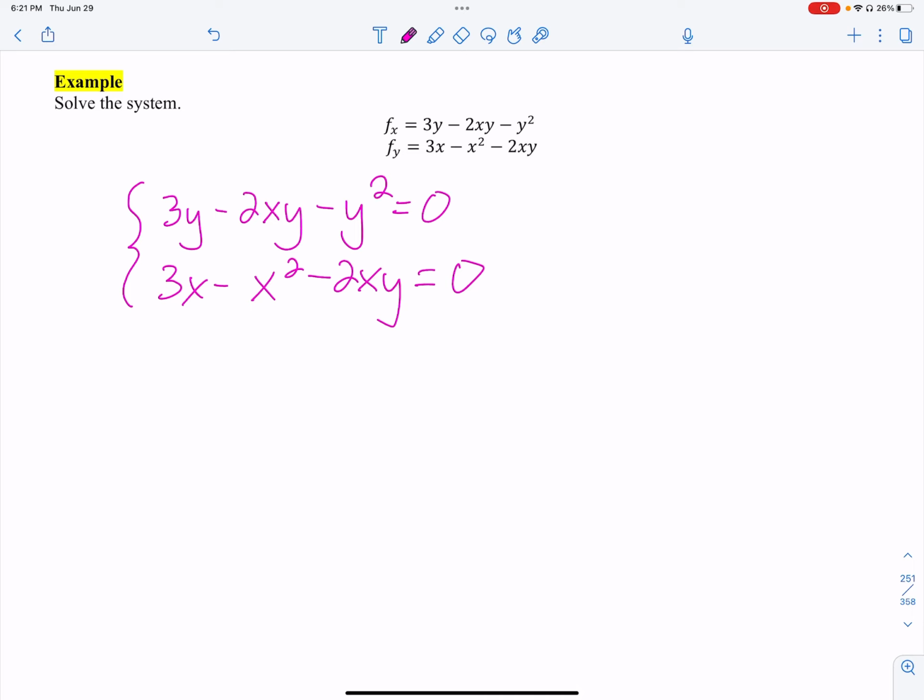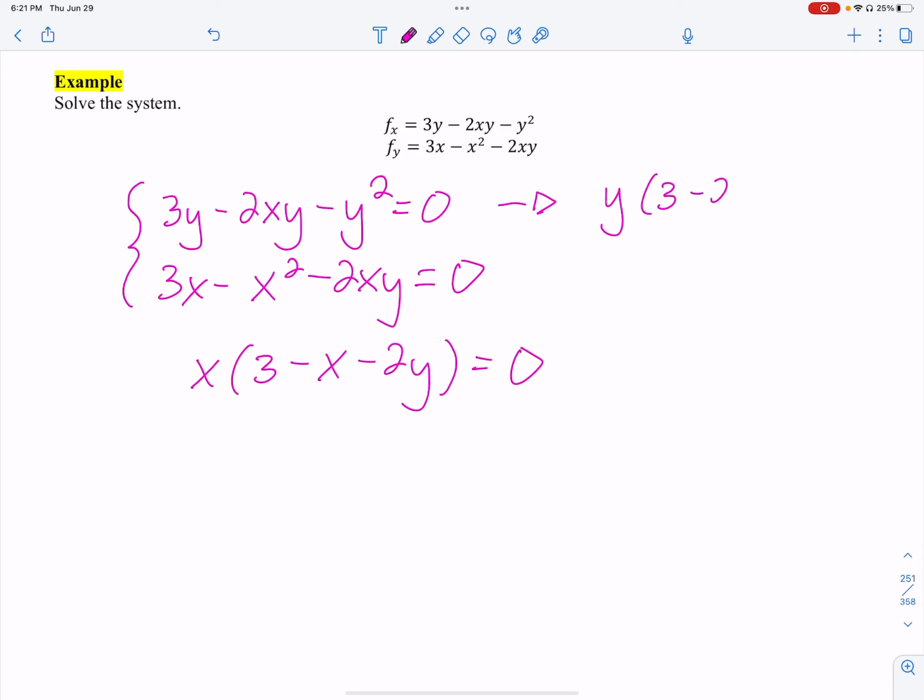Let's notice that in the bottom equation, there is an x in every single one of those. So x times (3 minus x minus 2y) equals 0. We are going to work from this, and using this other idea, we have y here. Notice I can do that same thing. Equals 0 looks a little different, but it's the same thing.